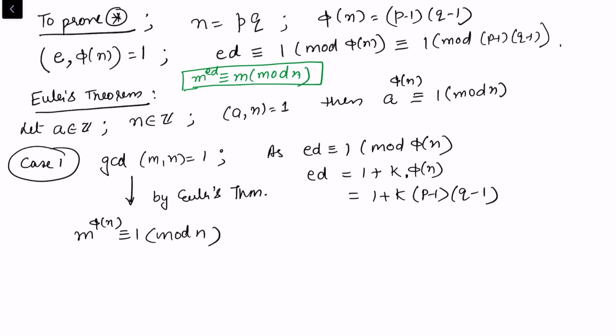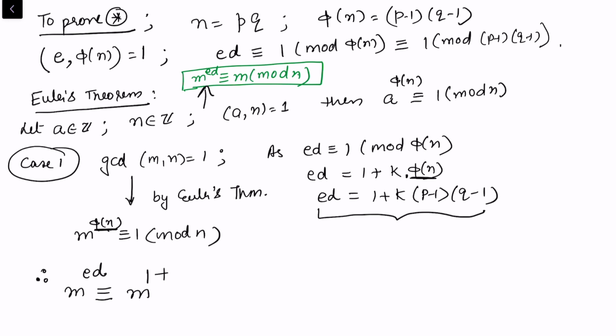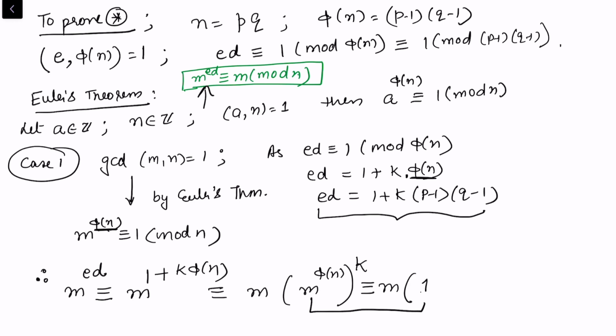And now we have phi(n) in the exponent, and we already have an expression for the phi(n) value here. So I'm going to replace this value. So we can say m raised to power ed, because this is what we require here, is congruent to m. ed should be replaced by 1 plus k times phi(n). So this is m raised to 1 plus k times phi(n), which is congruent to m into m to the power phi(n), and then whole raised to power k, which is further congruent to m into m to the power phi(n). We have just shown that this is 1.